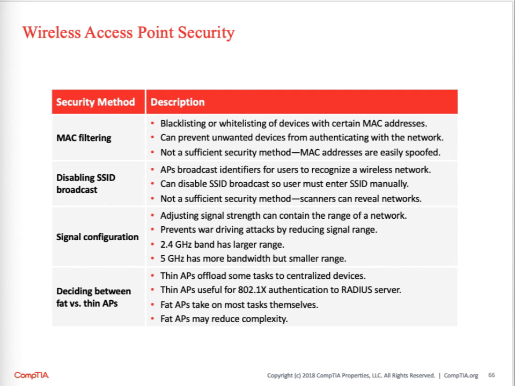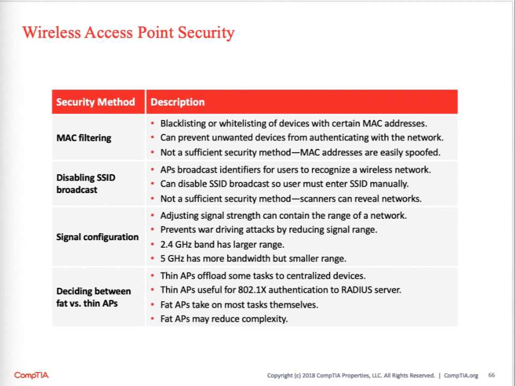And then we have deciding between fat and thin APs. So an access point is considered thin if it offloads certain tasks to another device. Fat access points are going to take on most of these tasks themselves. For example, a thin access point may offload authentication and generation of encryption keys to a centralized server, and this is going to leave the access point to just manage the connections.